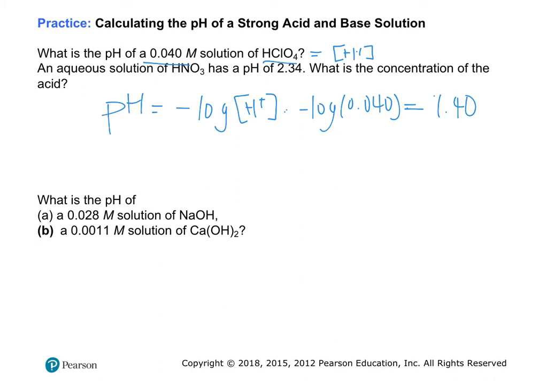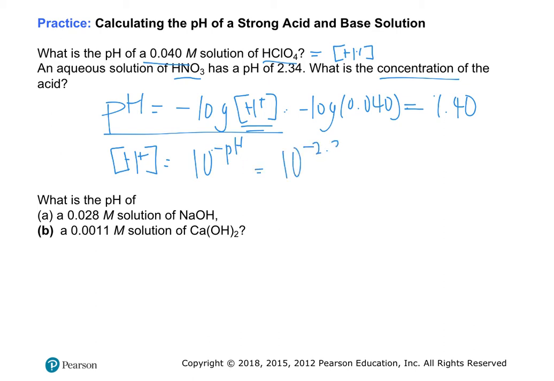In this other example, we have a solution of nitric acid, so we identify that as strong, and that has a pH of 2.34. So finding the concentration, so again we know pH is negative log, so if we want to find the hydrogen concentration, we need to do the opposite. So we need to say hydrogen concentration equals 10 to the negative pH, and so that will be 10 to the negative 2.34, which gives us 4.57 times 10 to the negative 3 molar.